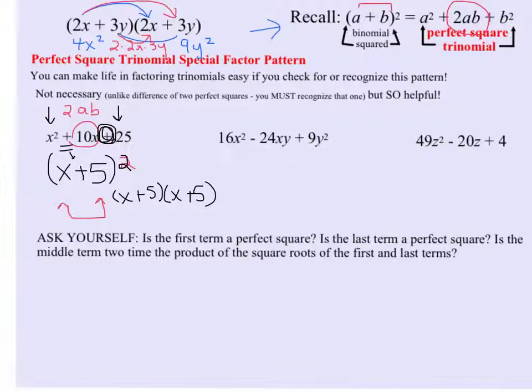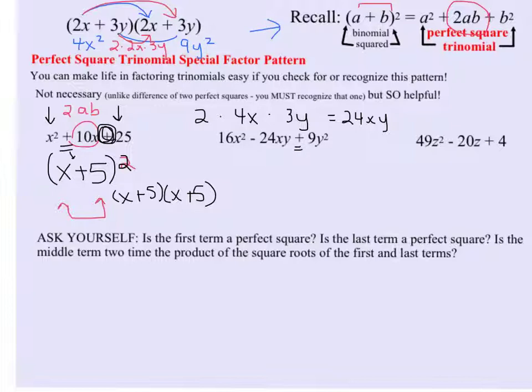Let's test out this one. 16x squared minus 24xy plus 9y squared. 16x squared is a perfect square. The square root of that is 4x. 9y squared is a perfect square. The square root of that is 3y. Now I need to test to see if that middle term is the product times 2, or 2 times the product of those square roots. 2 times 4x times 3y is 24xy. That's true. So now I just need to make sure that the last term was positive.